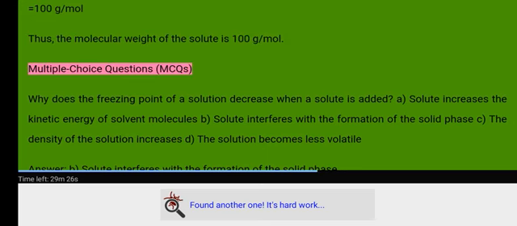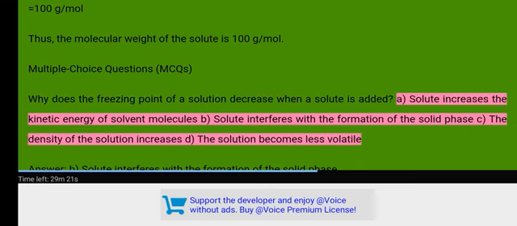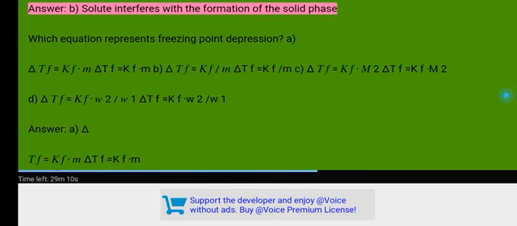Multiple choice questions. Why does the freezing point of a solution decrease when a solute is added? A. Solute increases the kinetic energy of solvent molecules. B. Solute interferes with the formation of the solid phase. C. The density of the solution increases. D. The solution becomes less volatile. Answer: B. Solute interferes with the formation of the solid phase.